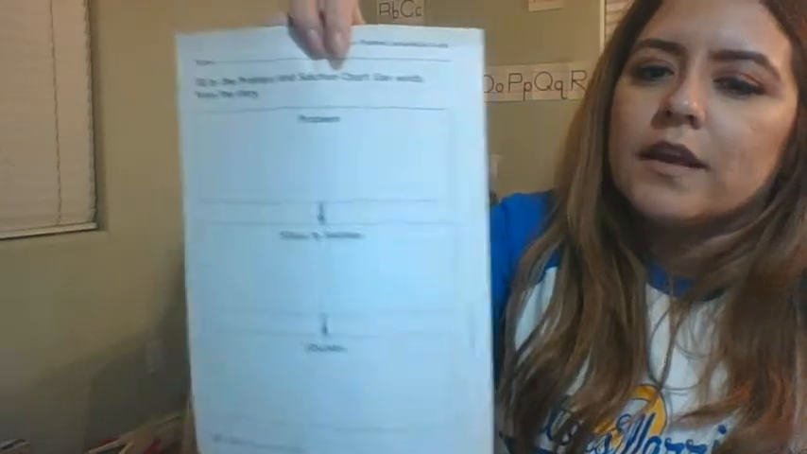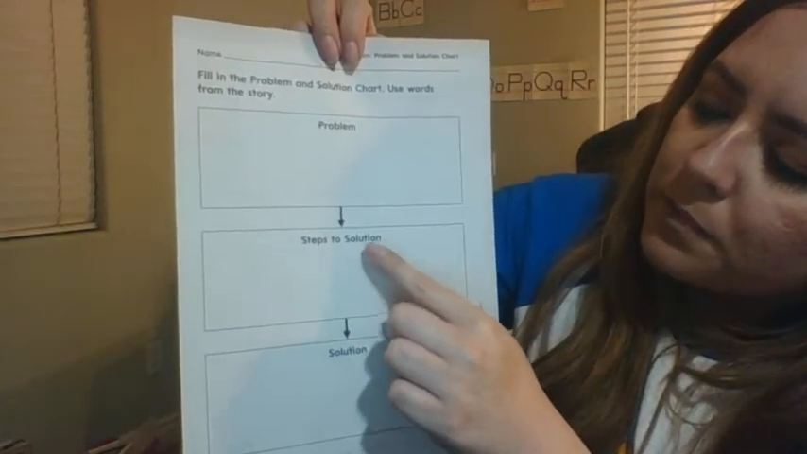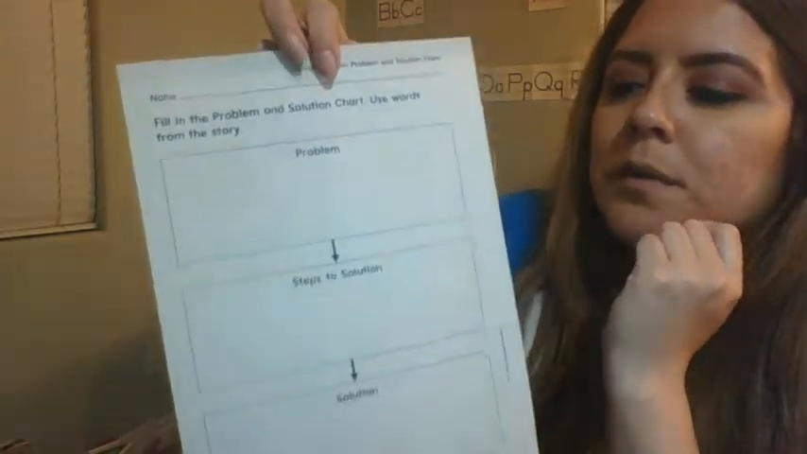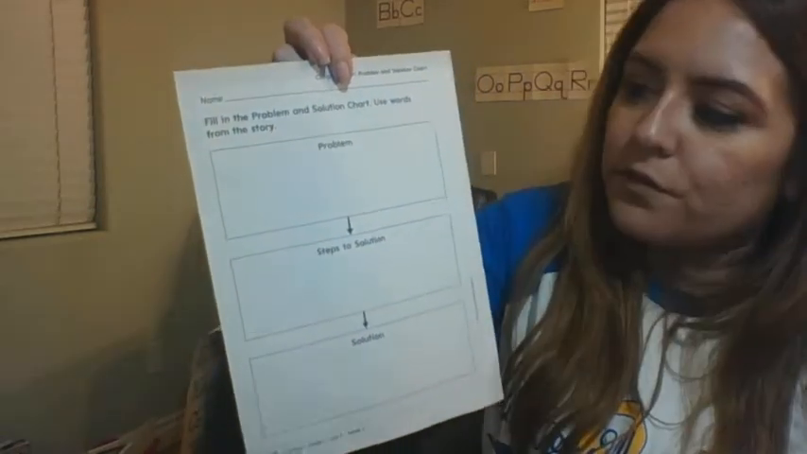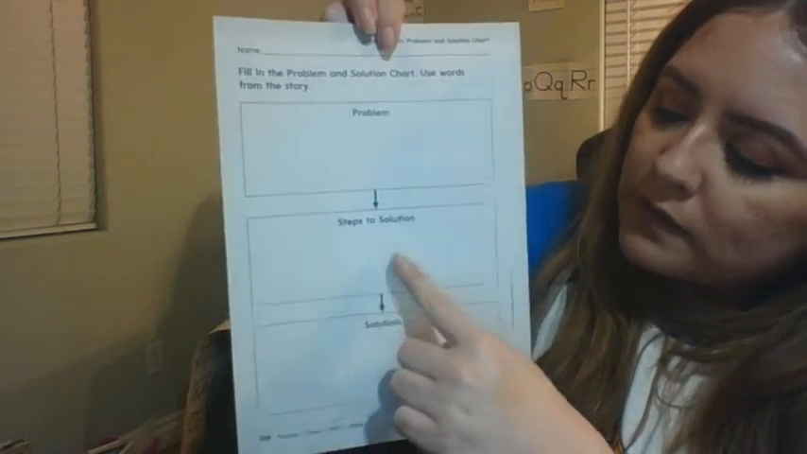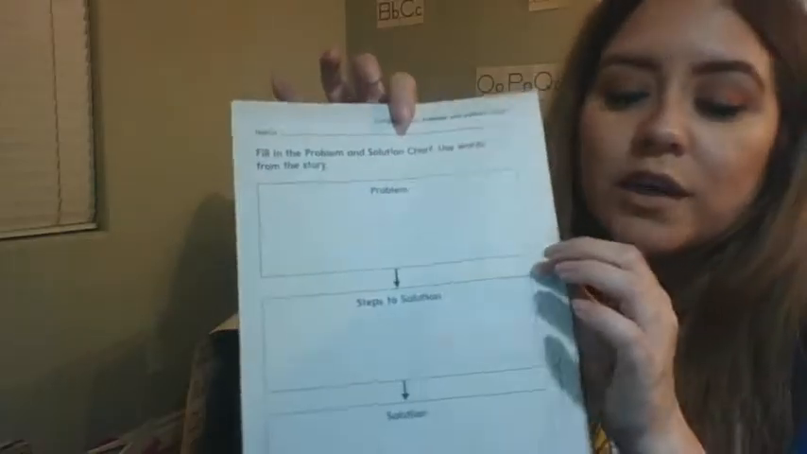So after this video, we're going to turn to page 238 in your squirrel book, and it looks something like this. It has 3 boxes. It says problem, steps to solution, and solution. So we're gonna pick one problem that this inventor faced, and we're gonna help find what the steps were to his solution. Okay? You're gonna help me with that.